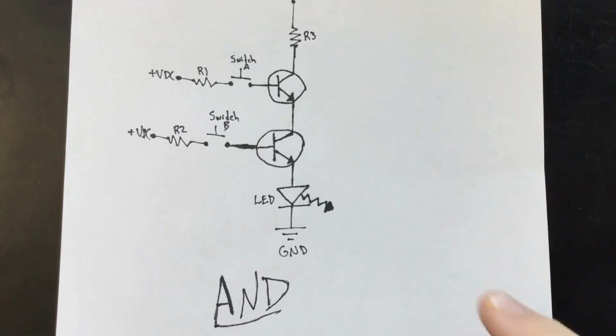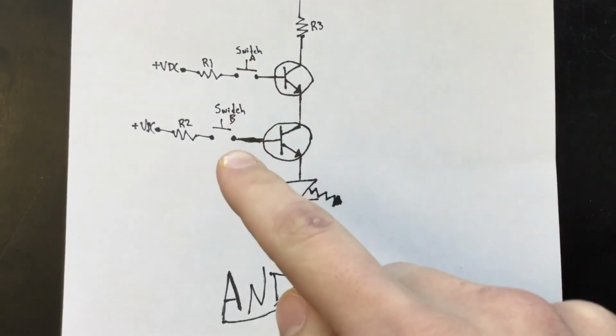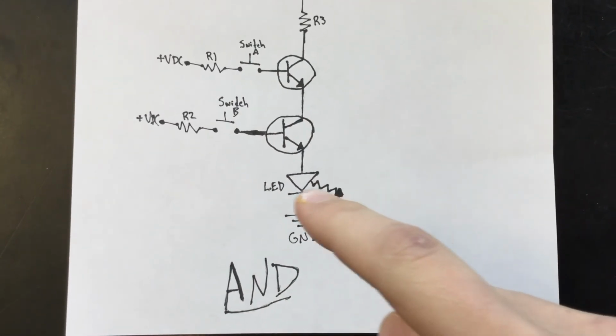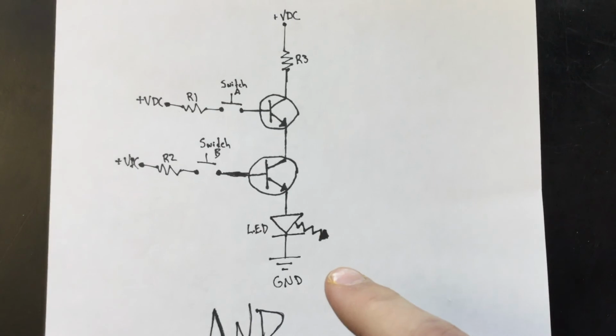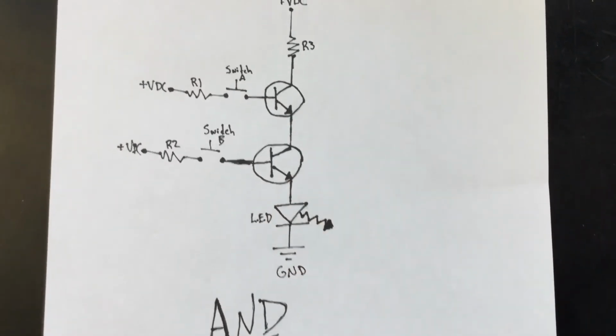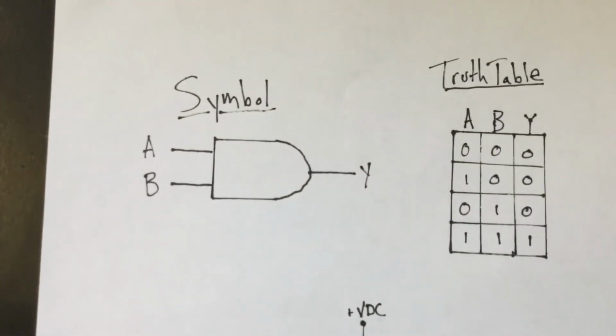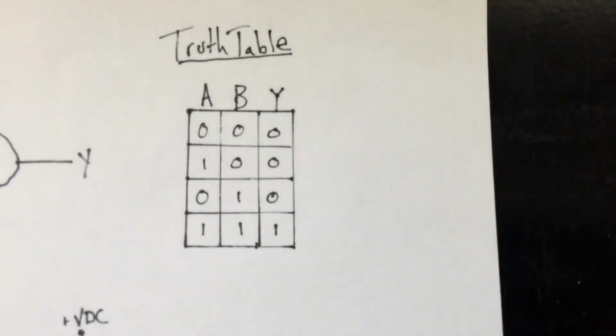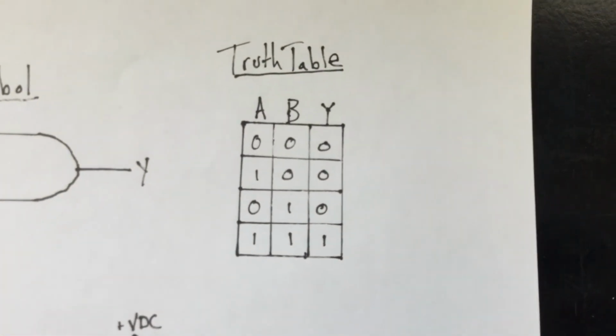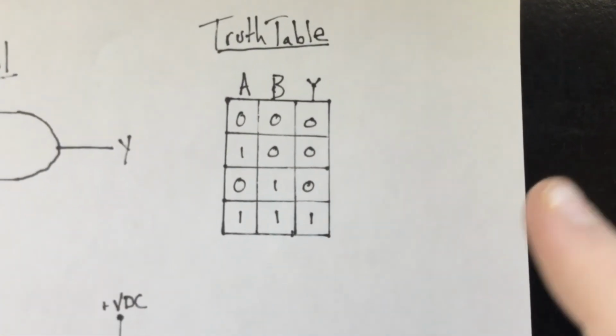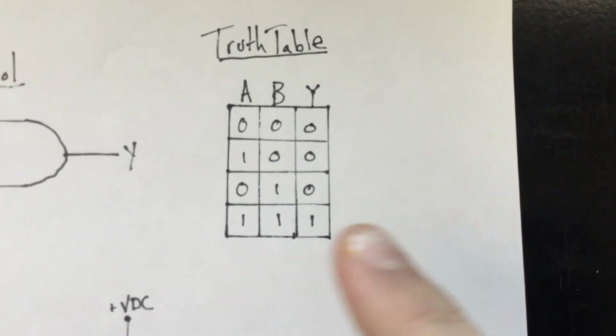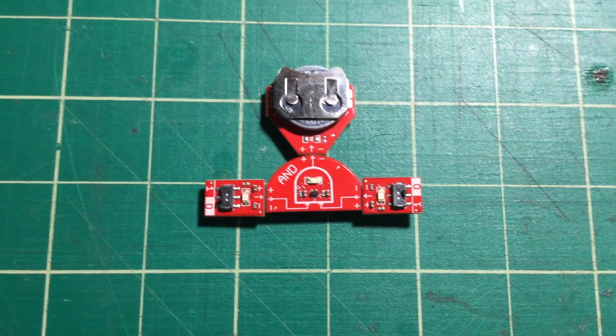This is the AND gate schematic. We have our switch 1 and switch 2 as our A and B inputs, connected to two NPN transistors, and then our LED is our output. This is the AND gate symbol and the truth table. You can see for 0, 0, it's 0, for 1, 0, it's 0, for 0, 1, it's 0, but for 1, 1, the output is 1.